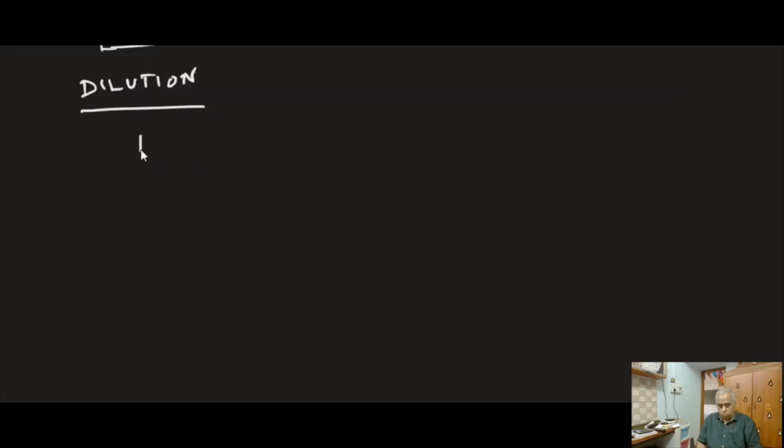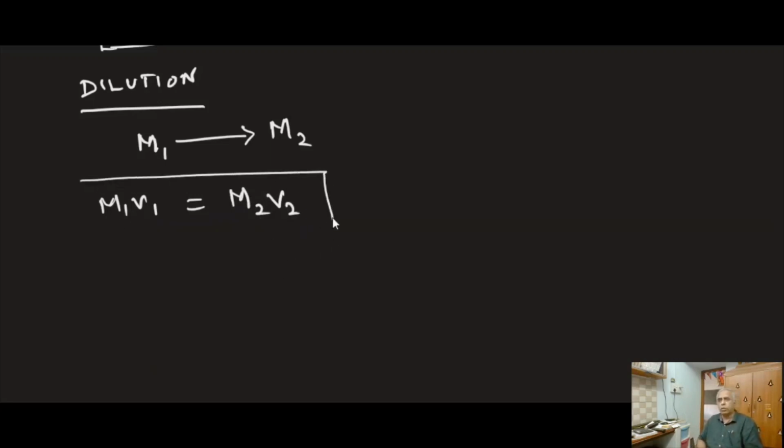Now, we should know something about the dilution. When we dilute, what happens? When we dilute a solution of particular concentration, in terms of molarity M1, then on dilution, on adding water or suitable solvent, it becomes less concentrated. That is, the concentration will differ. So it becomes M2. So M1 becomes M2. So M1 V1 is equal to M2 V2. So this is the formula you should know.